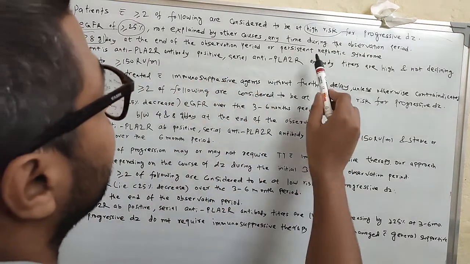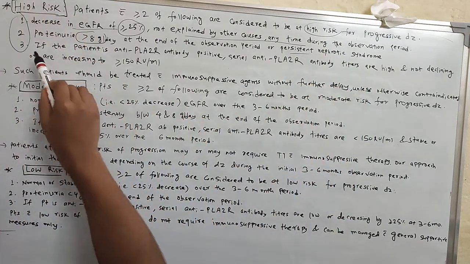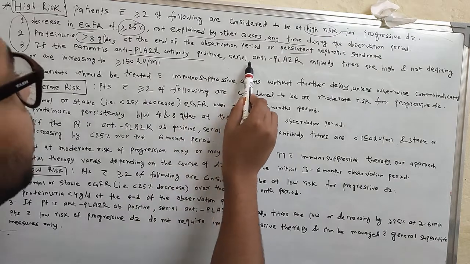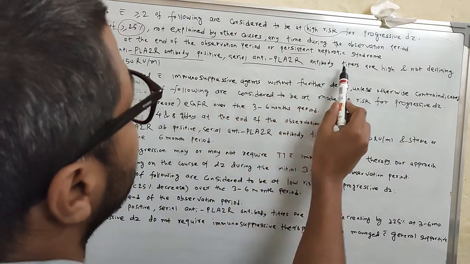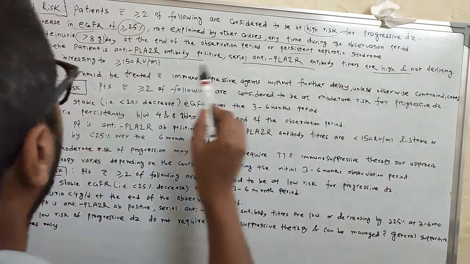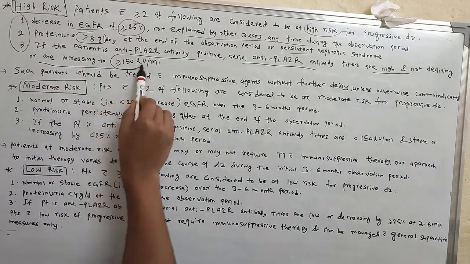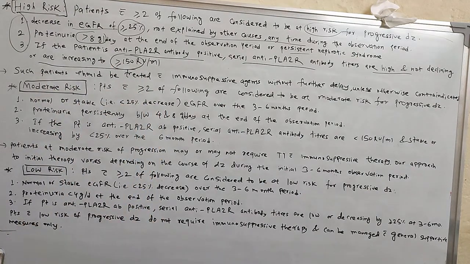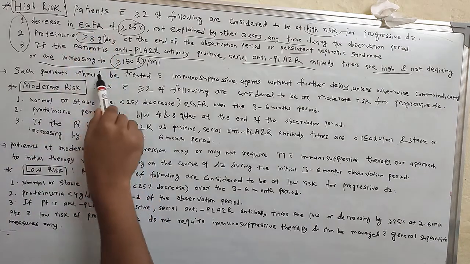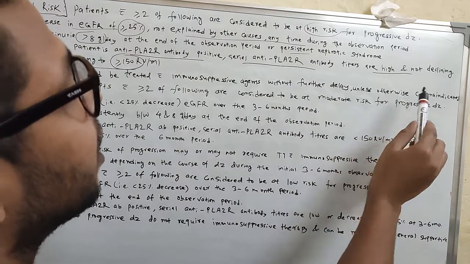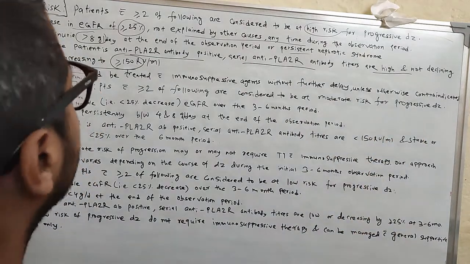or persistent nephrotic syndrome. And third, if the patient is anti-PLA2 receptor antibody positive, serial anti-PLA2 receptor antibody titers are high and not declining, or are increasing to greater than 150 units per ml. Such patients are high risk, and should be treated with immunosuppressive agents without further delay unless otherwise contraindicated.